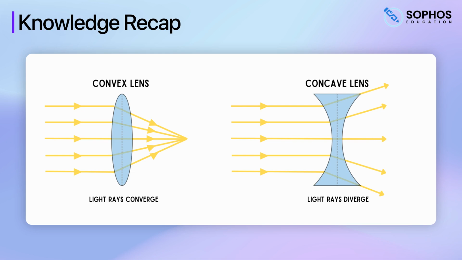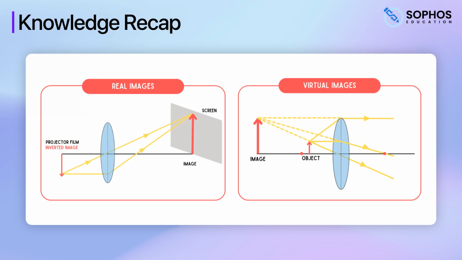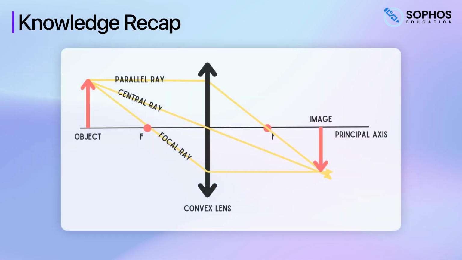So far, you are familiar with the features of lenses, including the differences between convex and concave lenses. Additionally, you know the distinction between real and virtual images, and we've discussed ray diagrams for real images from convex lenses as well as magnification. This allows us to now delve deeper into how virtual images are formed by convex lenses in terms of ray diagrams. Let's get started.